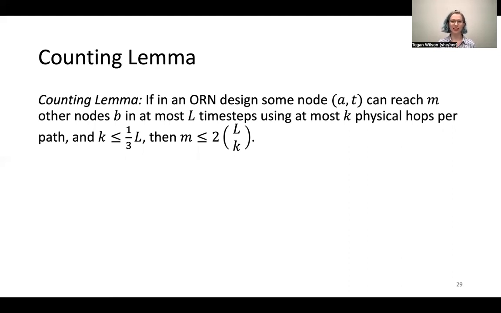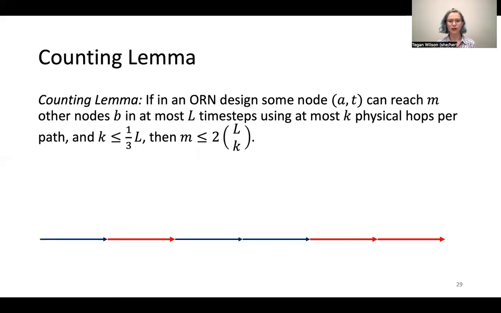Now, if we restrict to using exactly k physical hops per path, then we can define this distinct path as just at what time steps did we choose physical hops versus virtual hops. Since we're using exactly k physical hops in that case, this would be at most L choose k. Then to get to L choose k for at most k physical hops per path, note that if k is at most 1/3 L, then the binomial is still growing exponentially. So the sum from I equals 1 all the way up to k of L choose I is going to be no more than 2 times L choose k.